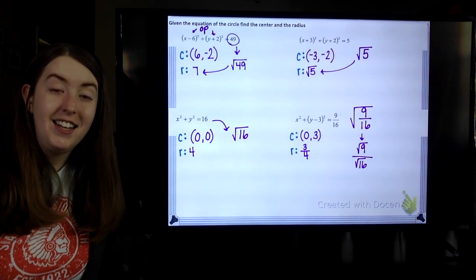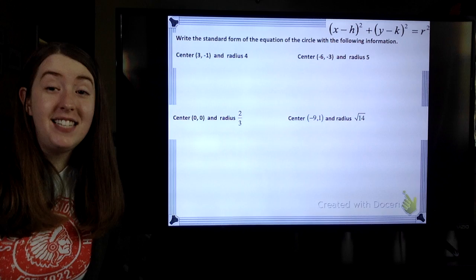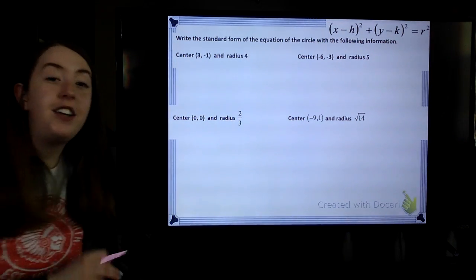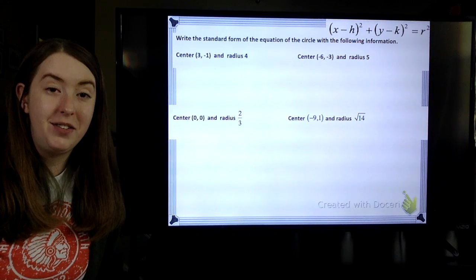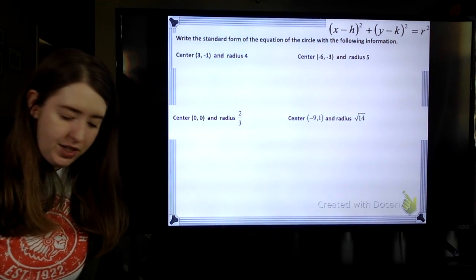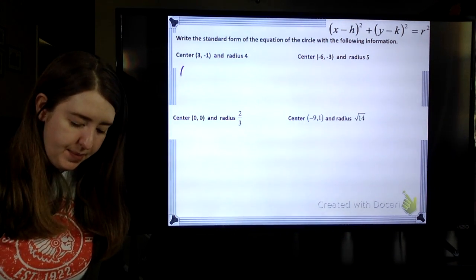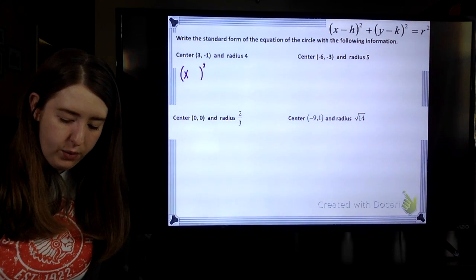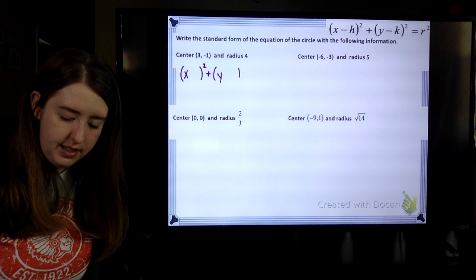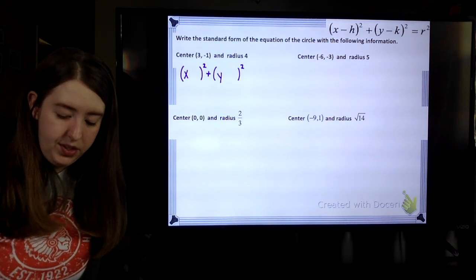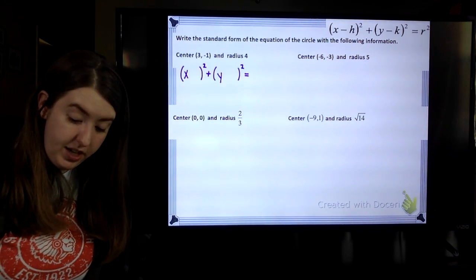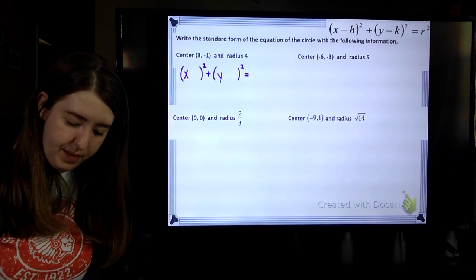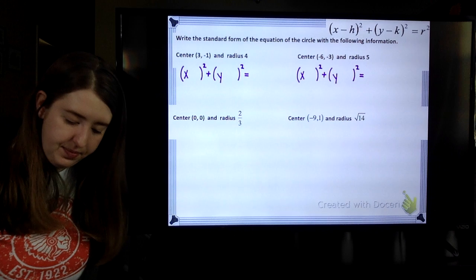All right. Now let's say that they give us a center and a radius, and then we have to write our equation. I went ahead and put the equation up there in the corner just in case you needed to reference it. So first of all, what I like to do is put my x, a little bit of space, squared plus y, a little bit of space, squared, equals. Because I know that each one of my equations is going to look something like that. So I'm going to go ahead and plop that into each of these.